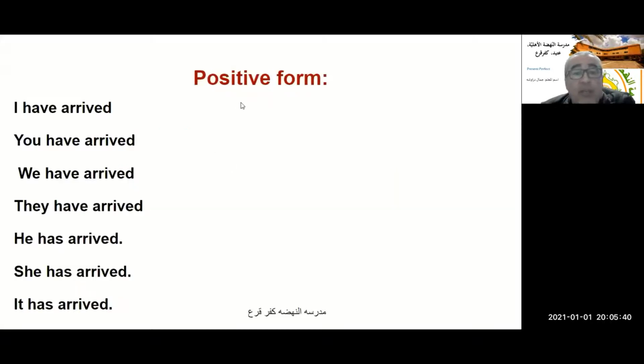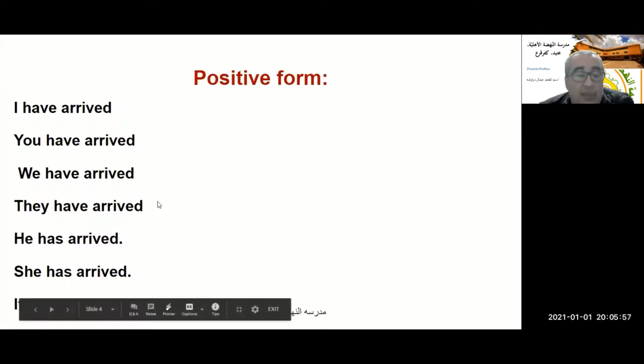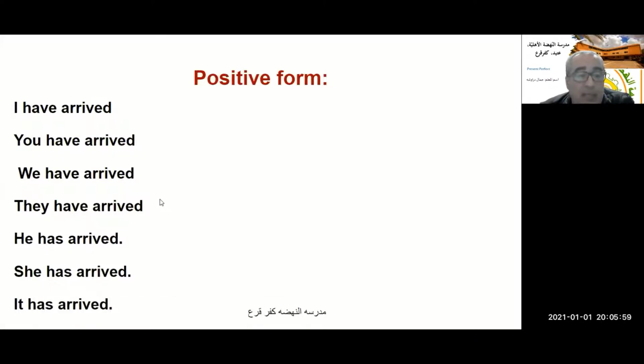Okay, let's look at the forms. How do we form the present perfect? We usually add have or has plus verb 3. For example, I have arrived, you have arrived, we have arrived, they have arrived. With he, she, it, we use has plus verb 3. He has arrived, she has arrived, it has arrived.